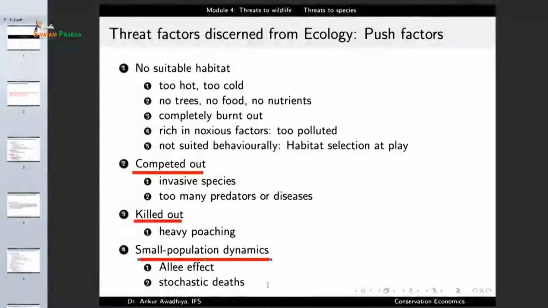So these are the impacts that occur when the population size is very small, and these are known as small population dynamics. So these are all different threat factors that we can discern from the ecology of different species. There could be the push factor of an unsuitable habitat everywhere, or there could be a biological factor, that these individuals are getting competed out because of invasive species, because of predators, or humans could be involved in killing out the individuals of the population, or there could be small population dynamics because of which there is a big threat to small populations.